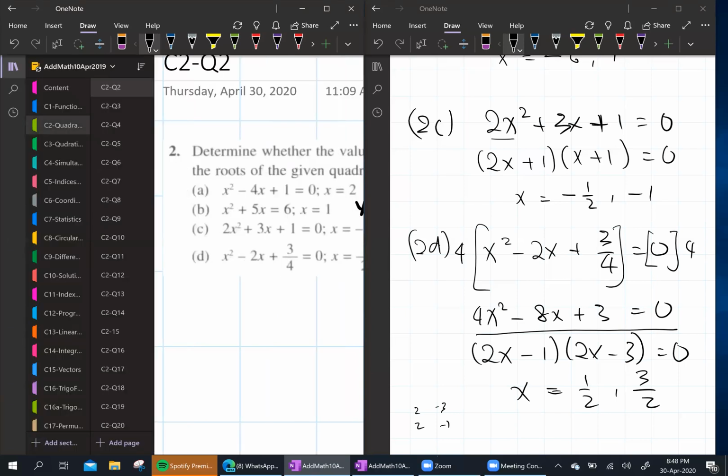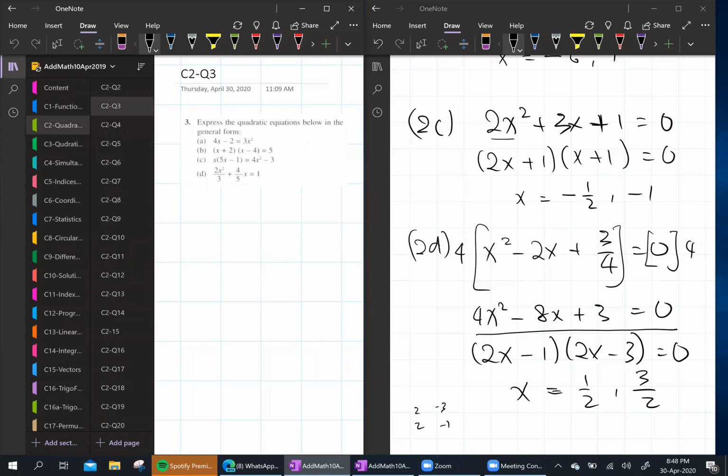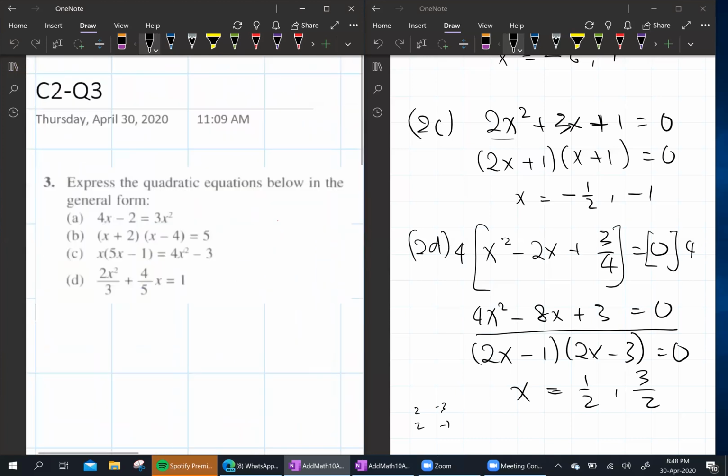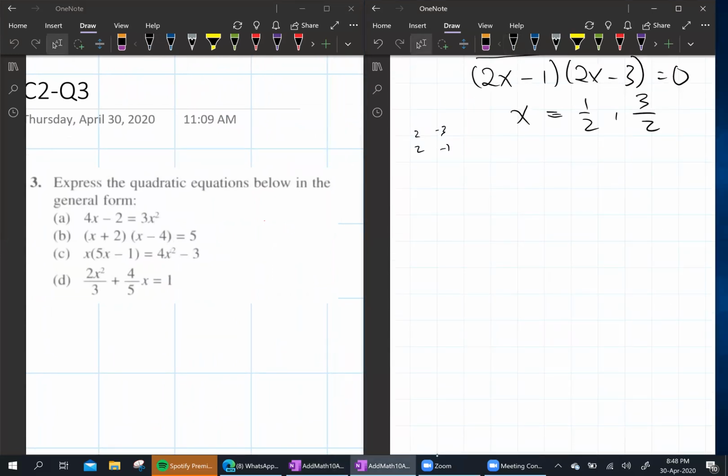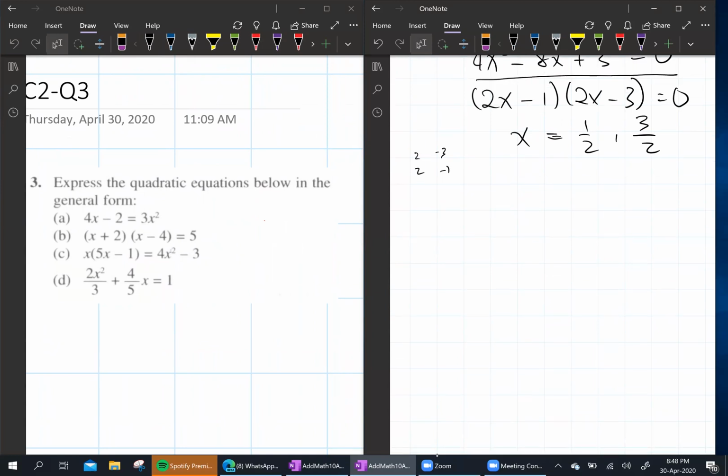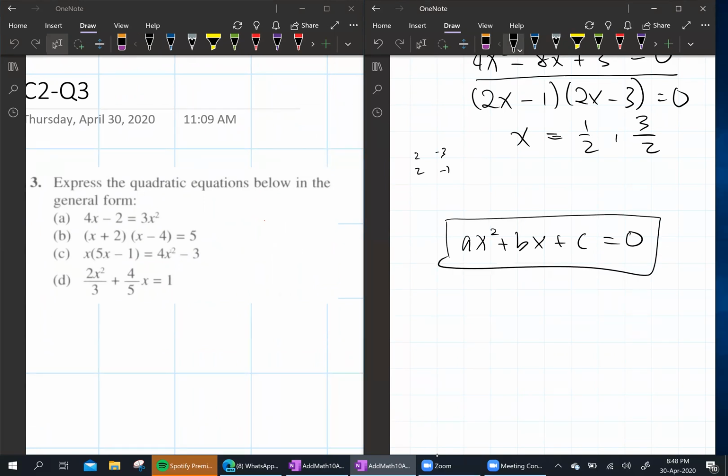Question number 3. Express the quadratic equation below in the general form. General form, that means what? General form means ax squared plus bx plus c equals 0. This is the general format. Just try to move everything to the left hand side so that you get this format. Either left or right, it doesn't matter.